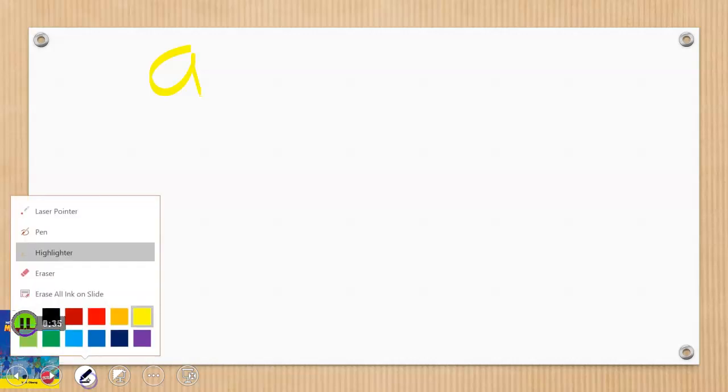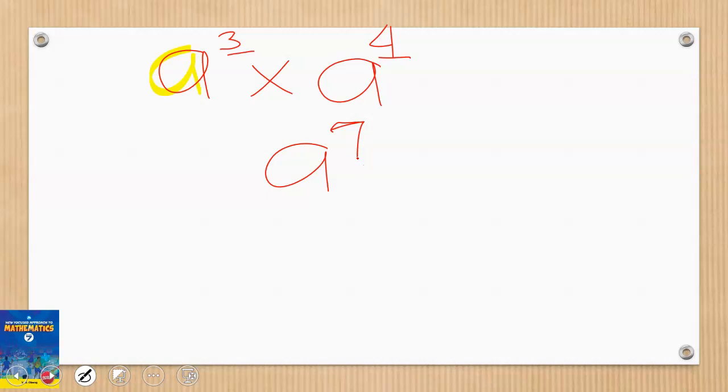So if I have a number, let me call it a, to the power 3 or exponent 3, and I'm multiplying it by another number, also a to the power 4. What happens is that we keep the a and we add the exponents, and that will give us 7. So a cubed times a to the power 4 will give us a to the power 7.